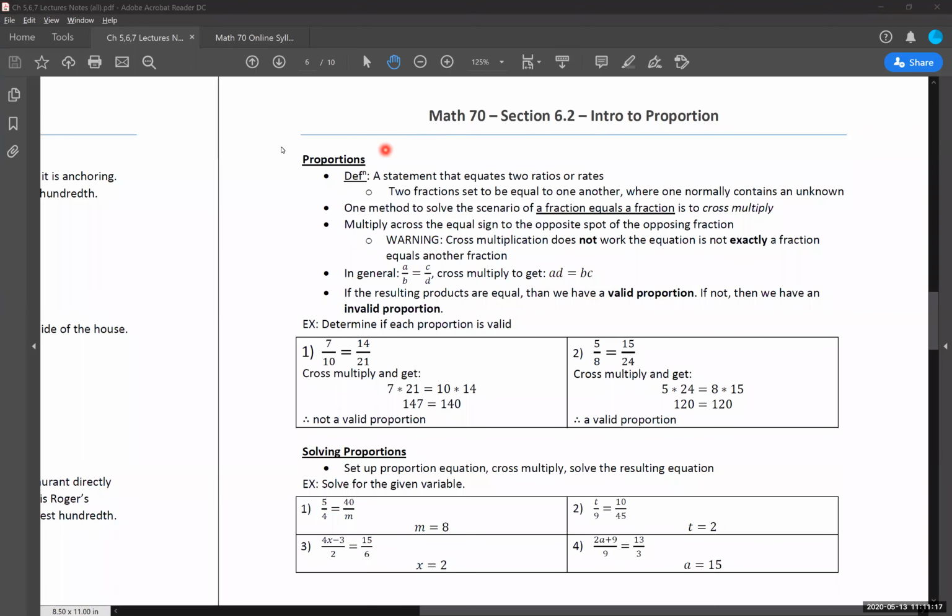So our main definition for proportions, and this is the one we're using for this entire section, is a statement that equates two rates or ratios together. It's kind of our high-end, quote-unquote, definition of these things. If you want a quicker, easier way of thinking of this, we're going to have two fractions set equal to one another, where one of them normally contains an unknown, and that's what we're going to be solving for. So we're going to have a fraction equal to a fraction.